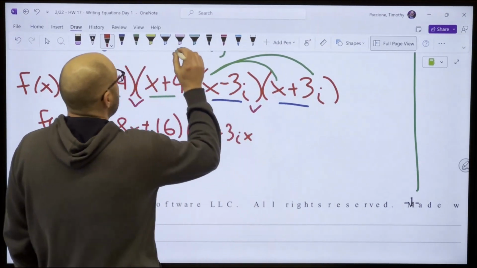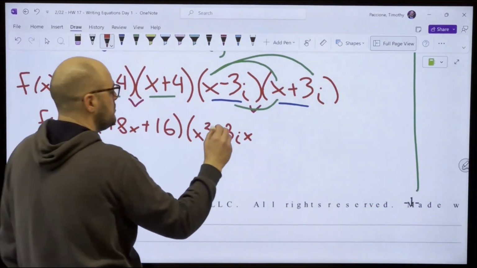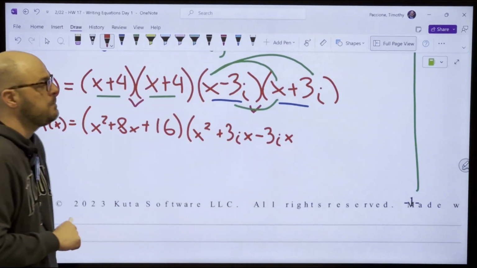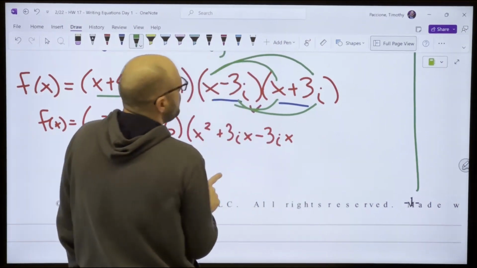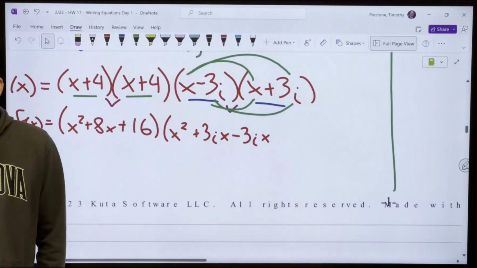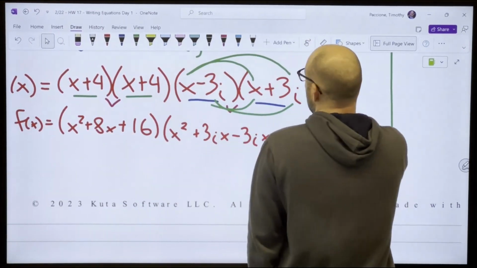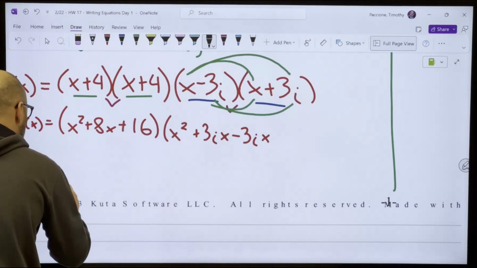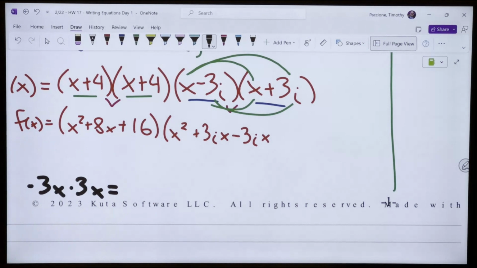All right, the next one, negative 3i times x. Well, again, the best I can do is just write that, negative 3i times x, okay? And then lastly, negative 3i times positive 3i. And people get a little tripped up here, but the same people who get tripped up would be able to do this. They would be able to do negative 3x times 3x, right? Those people would have no problem with that, right?